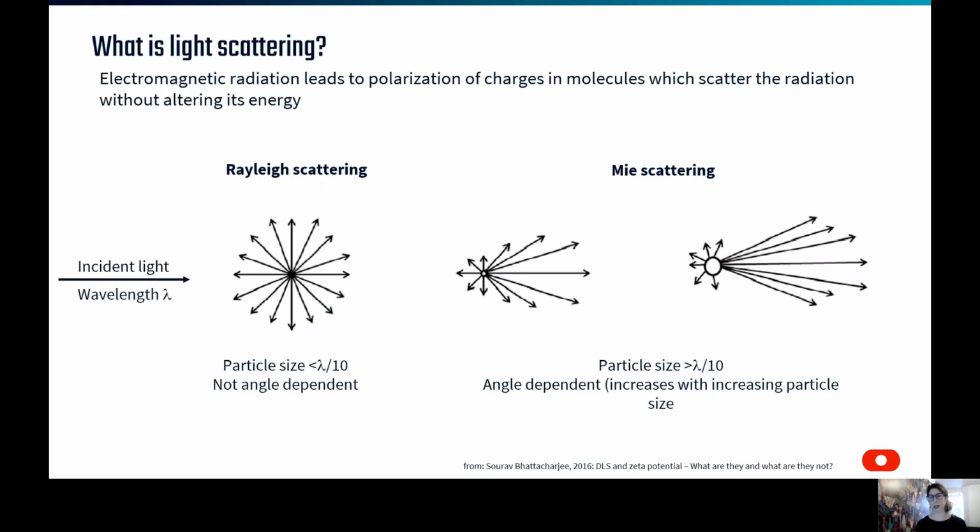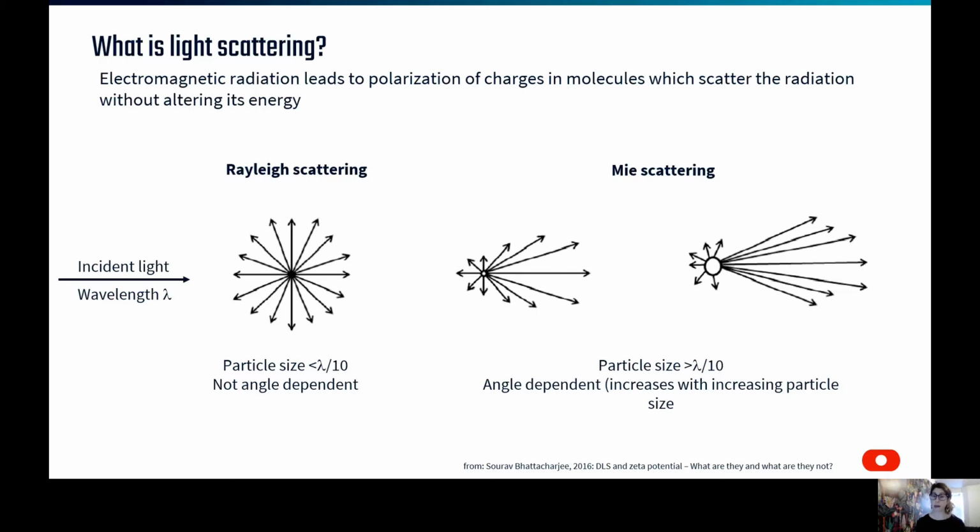So starting with the basics, what is light scattering? Light scattering occurs when electromagnetic radiation or light impinges on a molecule and leads to a polarization of its charge. Unlike absorption, which requires a change in the energy states of the molecule, in light scattering, the incident light is deflected off the particle without affecting the molecule's energy.